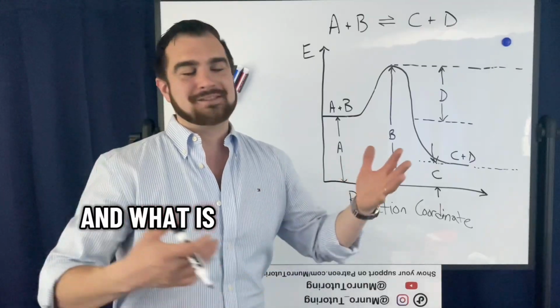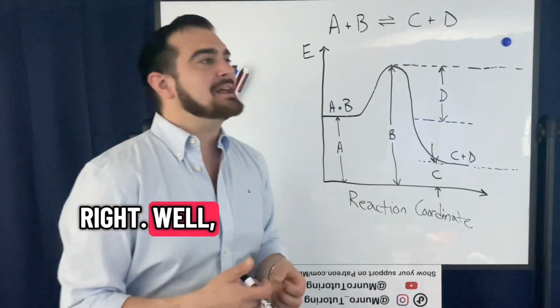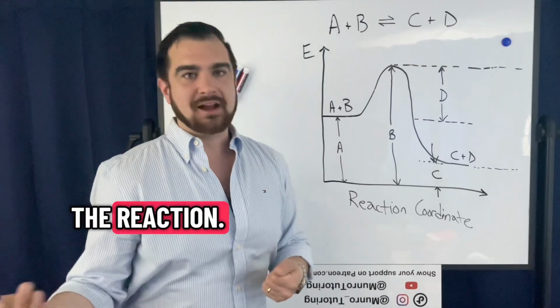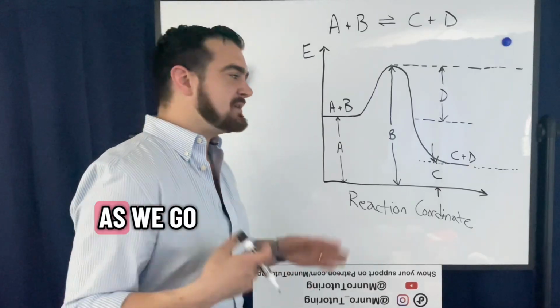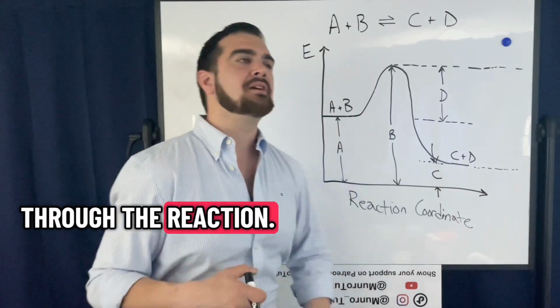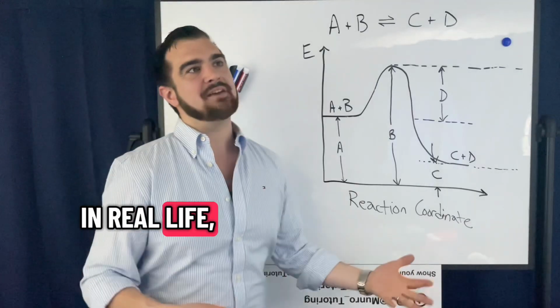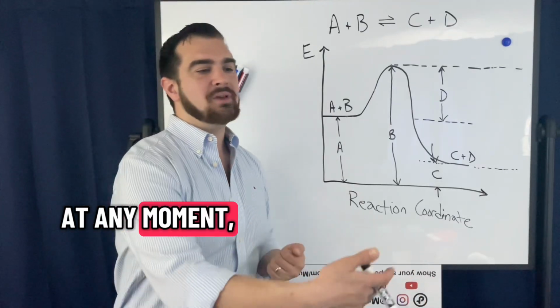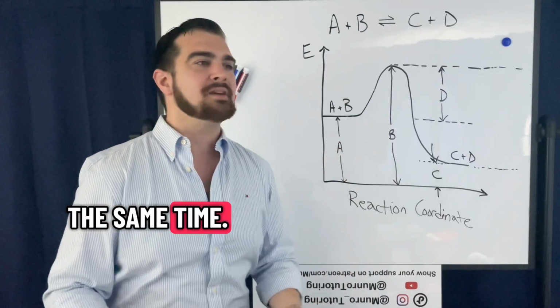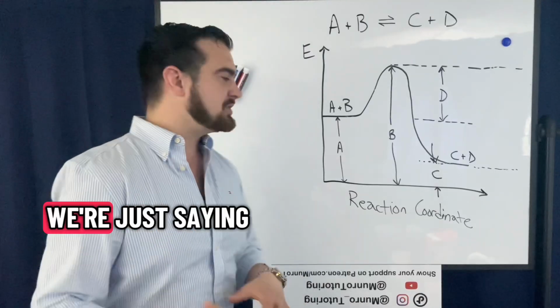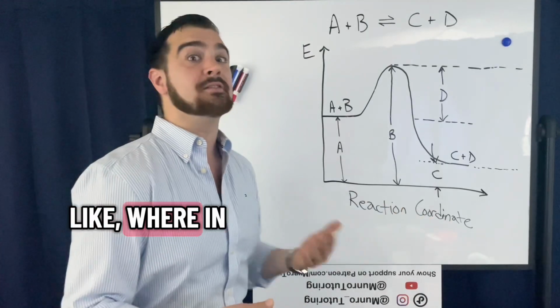And what is reaction coordinate, right? Well, it's basically where you are in the reaction. So, you could think of it as like time. As we go forward, we're progressing through the reaction. But of course, in real life, in a reaction at any moment, you can have reactant, product, and transition state material all at the same time. So that's why we don't call it time. We're just saying it's the reaction coordinate, like where in the reaction are we?